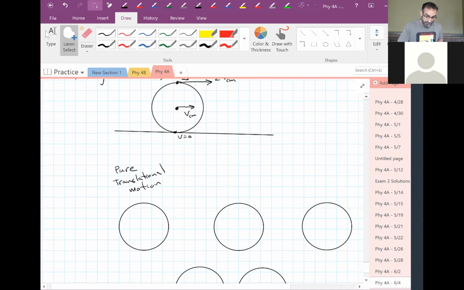Okay, now I'm all set. We're going to break this up. Pure translational motion. The whole thing is just moving, right? I need another prop. Pure translational motion is this. The whole thing is moving without rotating.